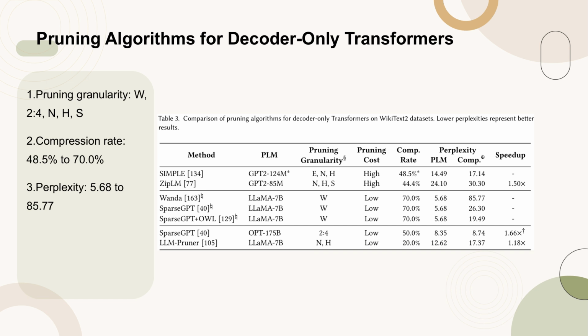Table 3 provides a comparison of various pruning algorithms specifically designed for decoder-only transformers, evaluated on the Wikitext2 datasets. The table highlights different pruning granularities such as weights, W, 2:4 sparsity, neurons, N, attention heads, H, and sublayers, S. It also reports the compression rates achieved by these algorithms, ranging from 48.5% to 70.0%. Additionally, the perplexity scores of the pruned models are presented, with lower values indicating better performance. The table further includes information on the speedups achieved by certain algorithms, providing insights into the efficiency gains post-pruning.